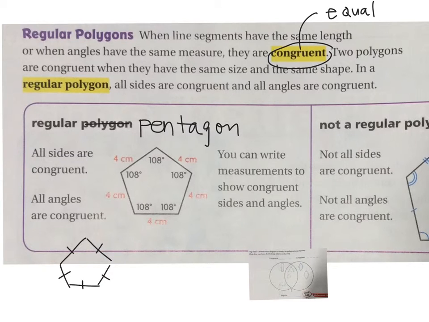If I draw 2 tick marks through that one, but the rest all have 1, that means these 4 are equal, but this one is different. Do you see that? Okay.